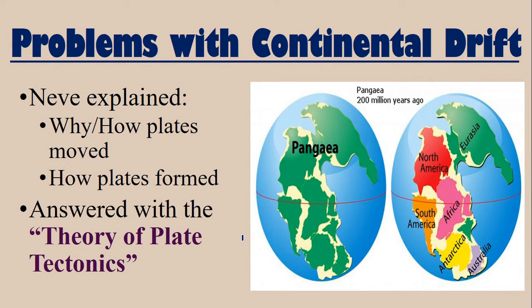Now, there were problems with continental drift. Continental drift never explained why or how plates move, and it never explained how plates formed. Continental drift was a good theory, but another theory came along, called the theory of plate tectonics, that solved all these problems. It incorporated continental drift but also explained the other parts about the movement.